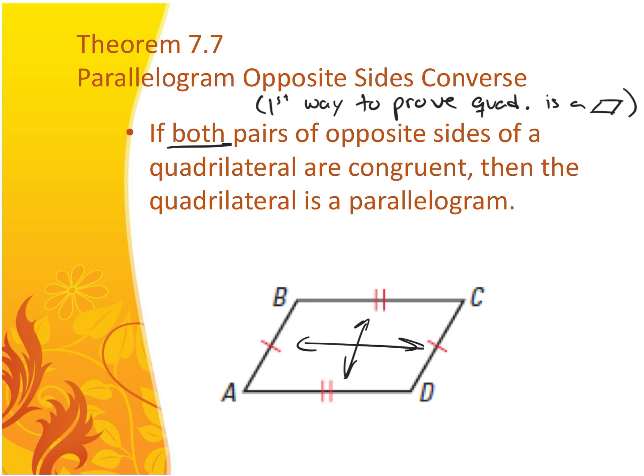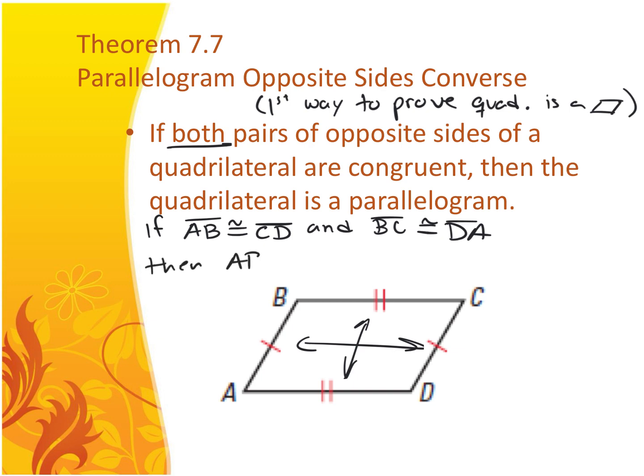So if they tell us segment AB is congruent to segment CD and they give us segment BC is congruent to segment DA, then we know the quadrilateral ABCD is a parallelogram. So we're working backwards. Before, they told us it was a parallelogram, so we were able to say the opposite segments are congruent. Now they gave us the segments, so we were able to say that it is a parallelogram.